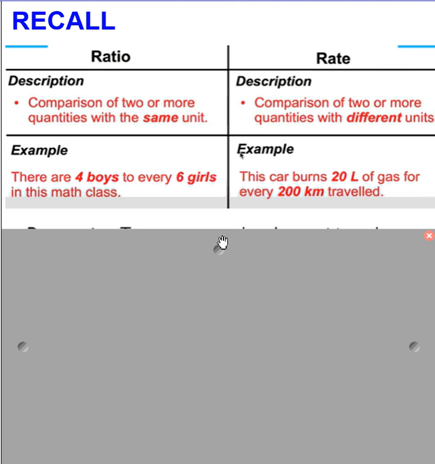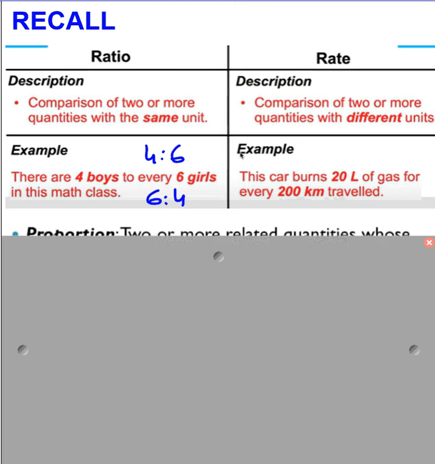If you see the example, there are 4 boys to every 6 girls in the math class. So I will write here 4:6. If I'm talking about boys to girls, I write 4:6; if I write girls to boys, I will write 6:4. It depends on what you are saying. Similarly, for rate, we said different units. The car burns 20 liters of petrol or gas for every 200 kilometers traveled. So this is called rate.